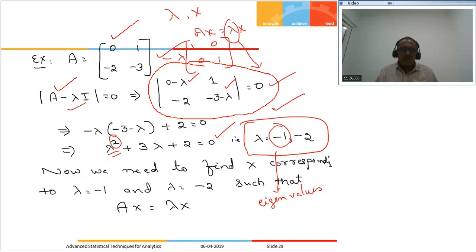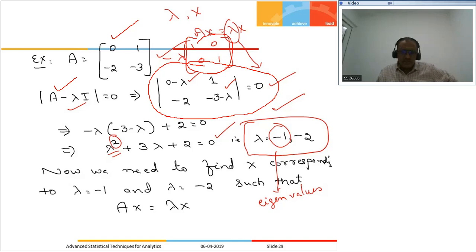Now this is what we have: A minus lambda into I. I is the identity matrix, right? This is how matrix addition or matrix subtraction is done. Now if you multiply the identity by lambda, then here lambda comes, here lambda comes. Then 0 minus lambda, 1 minus 0, minus 2 minus 0, minus 3 minus lambda. Once we have this, then it is AD minus BC, very simple.